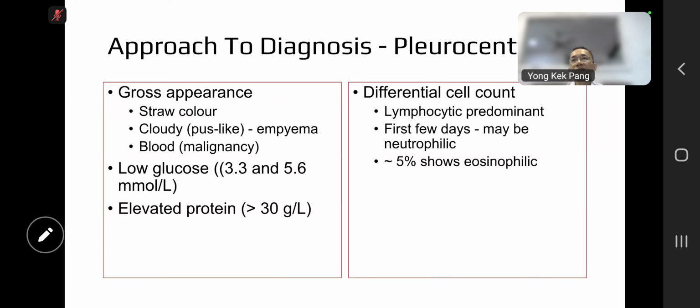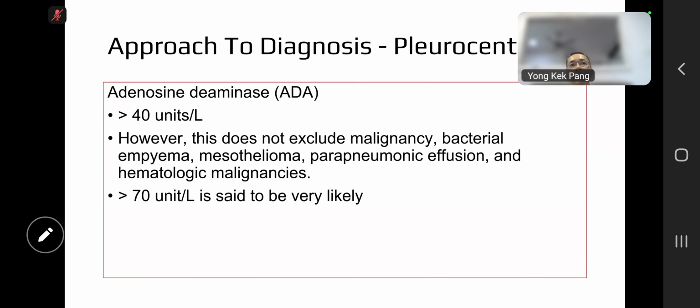You will notice that if this is a pleural TB, after a few days, typically after 2 weeks, the cell count will be predominantly lymphocytic. About 5% of the patients may show eosinophilic predominant inflammation.